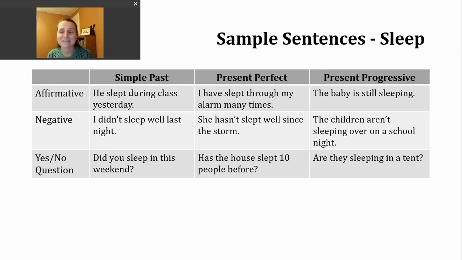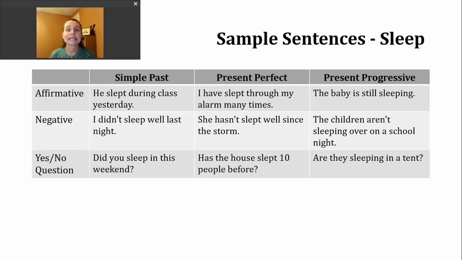To make a negative sentence in the present progressive, I'm going to insert not after my be verb. You might hear native speakers use contractions like aren't or isn't, but I always want to point out that there is no contraction for am not. So we'll always keep that two separate words. Let's look at an example of a negative present progressive sentence. The children aren't sleeping over on a school night.